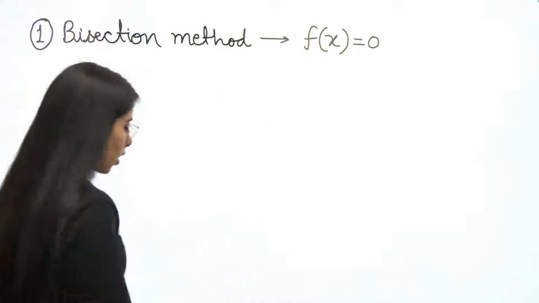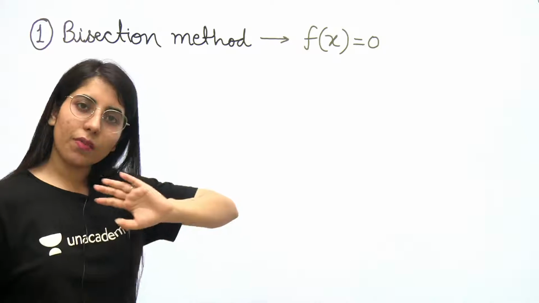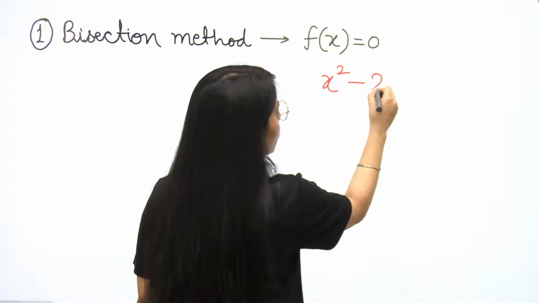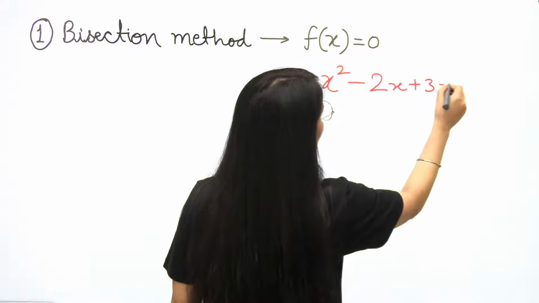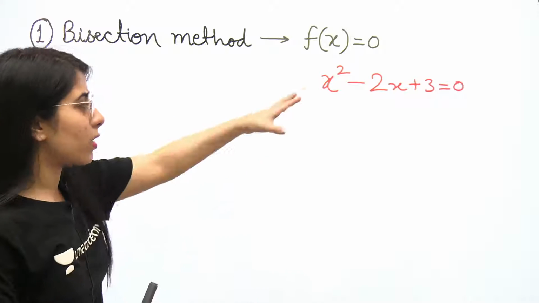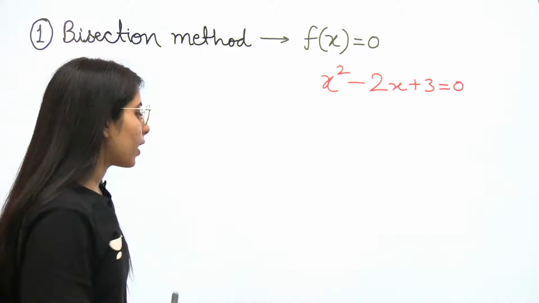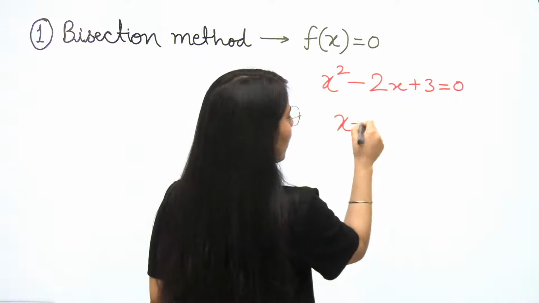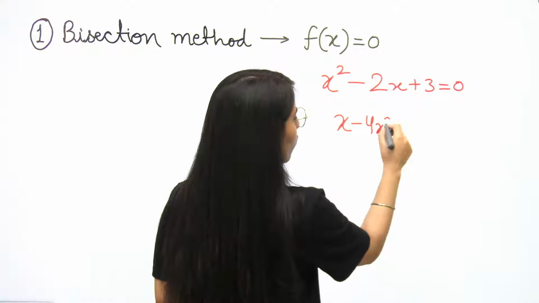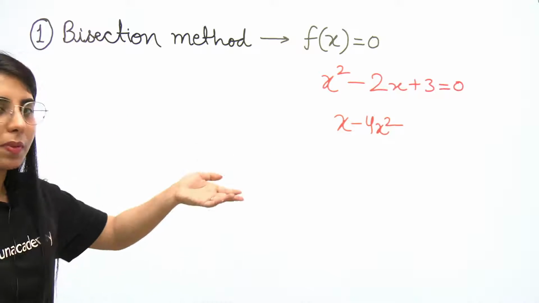See, if I'm going to talk about the bisection method, there will be some equation given to you. For example, it can be x squared minus 2x plus 3 equals 0. Since I have written a random equation right now, we can't say it is exact. You can even have something like x minus 4x squared, or anything. I'm just showing you the form of the equation, how it will be given.